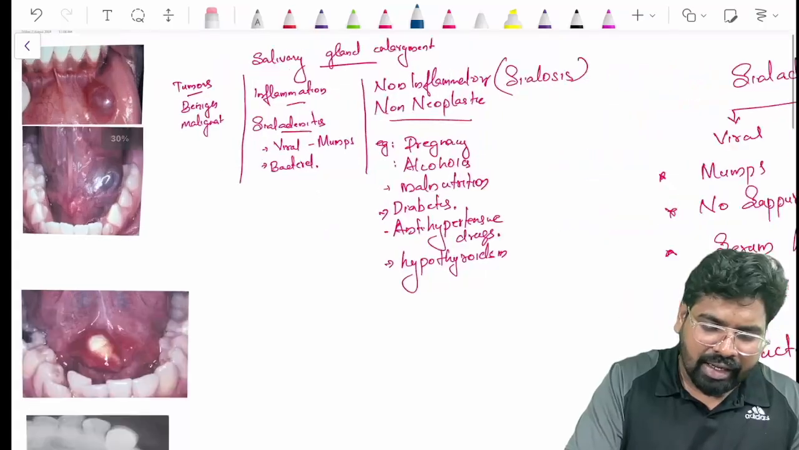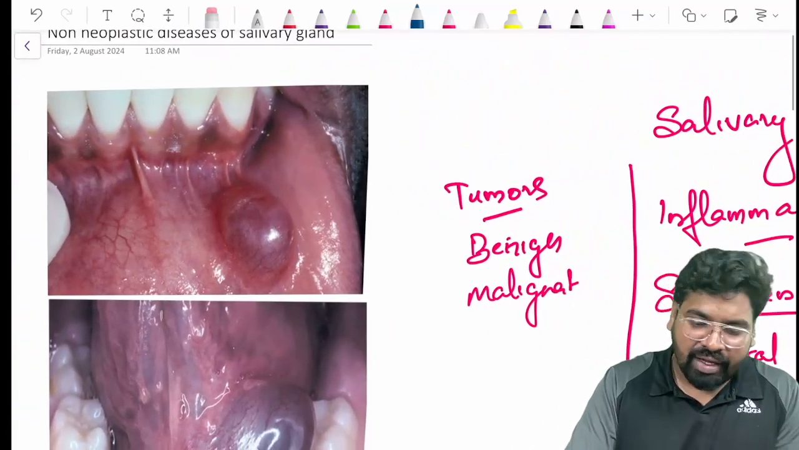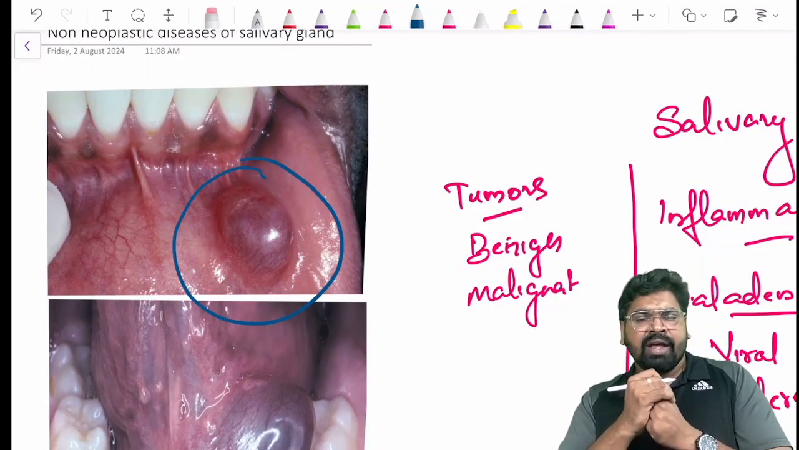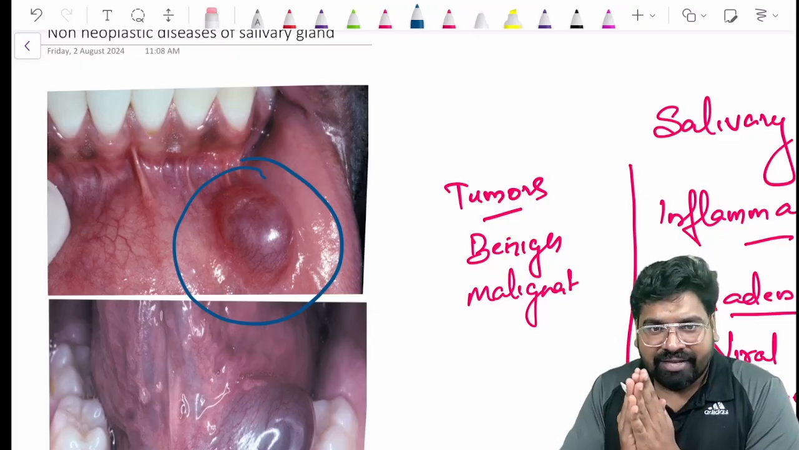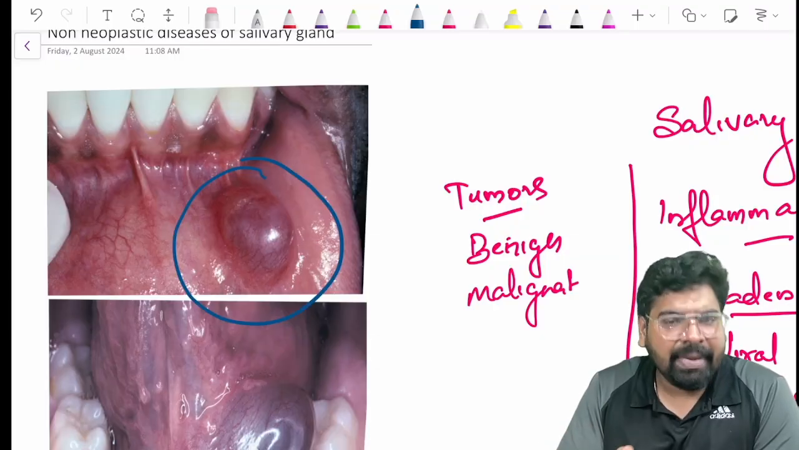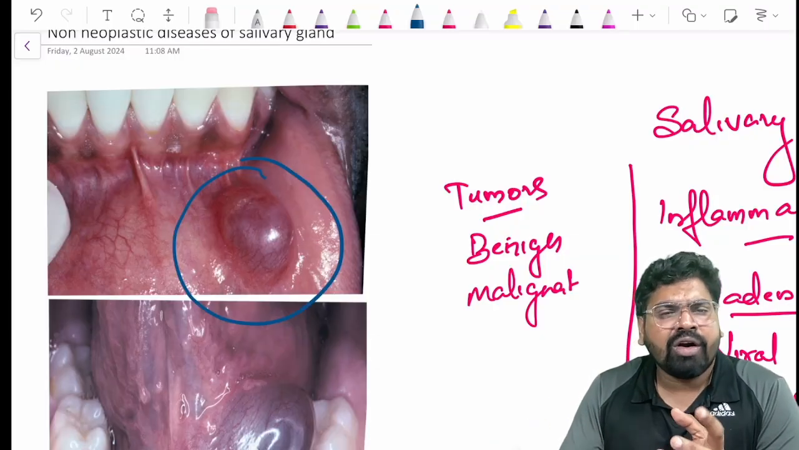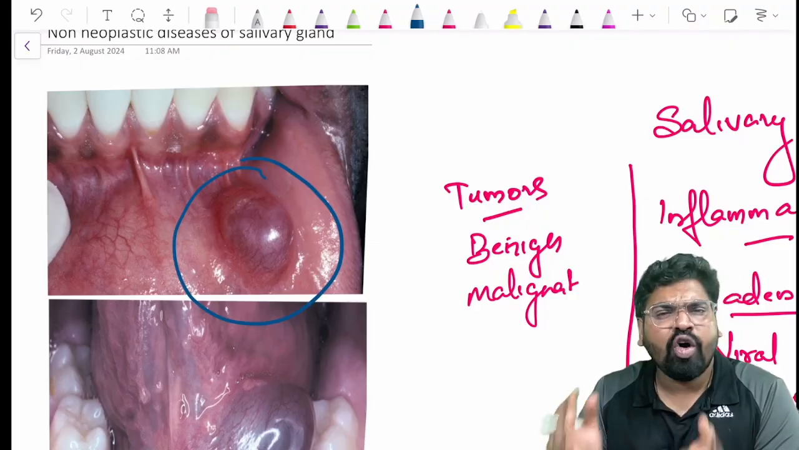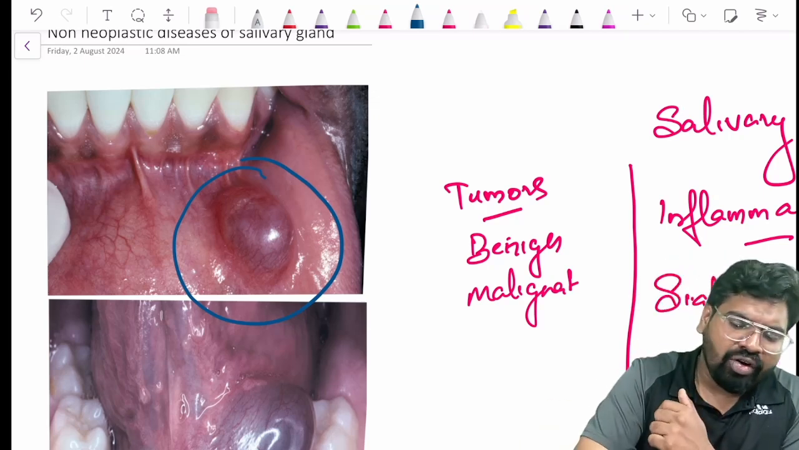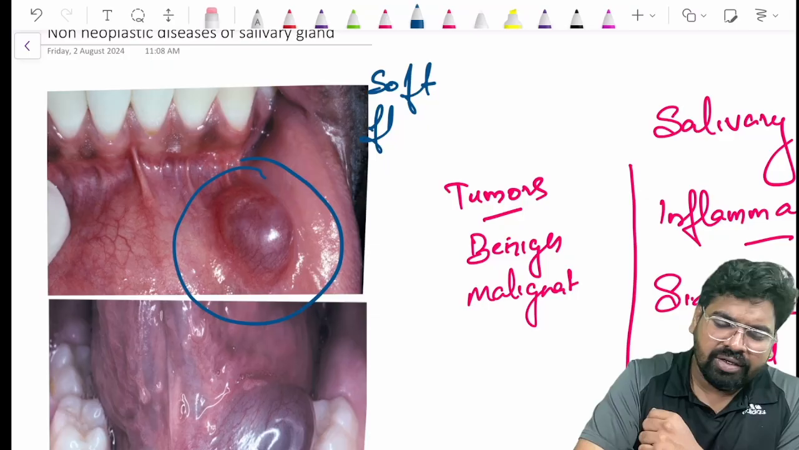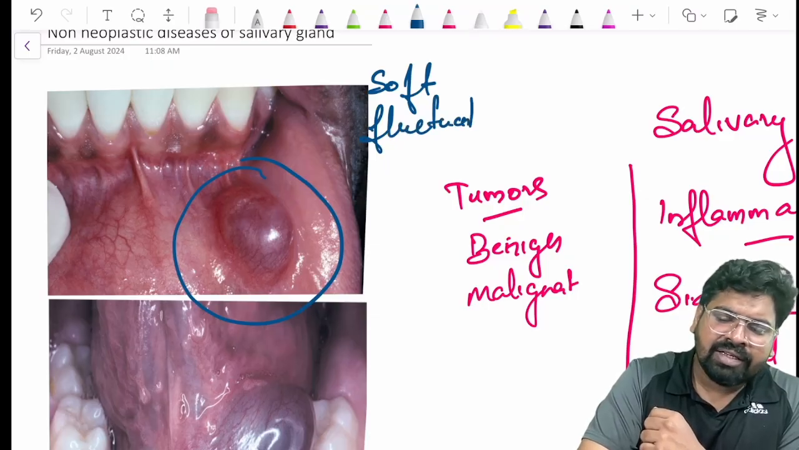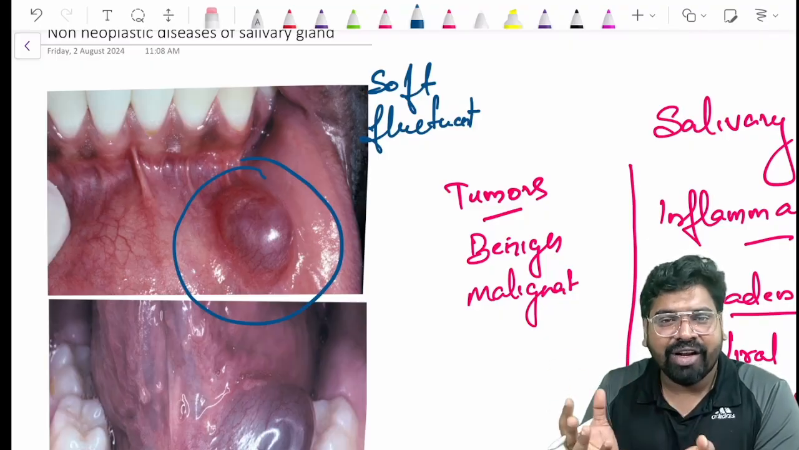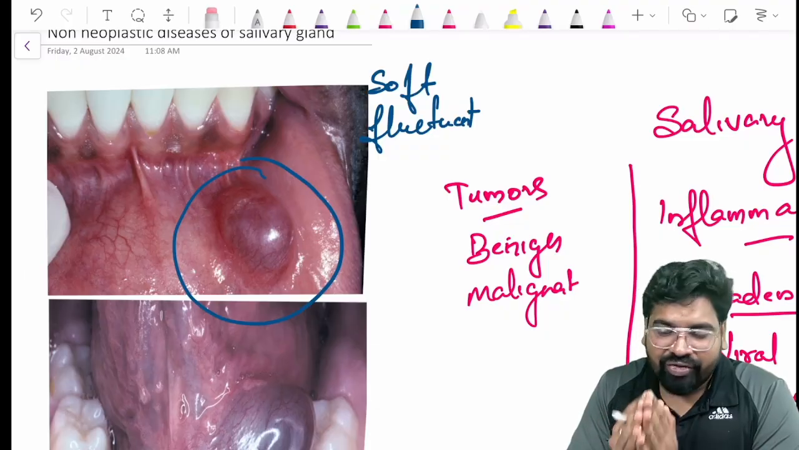Now let me show you how it will clinically appear. You see this picture. You have a swelling in the lip region. That is mainly because of the minor salivary gland. Any trauma may have happened to the salivary gland, so all the salivary mucin has come into the connective tissue, and it is making a soft fluctuant swelling. It is just like a balloon with water. It is very soft, very fluctuant, full of that mucinous water.